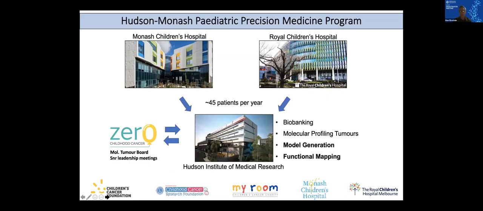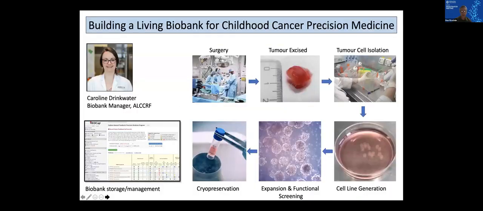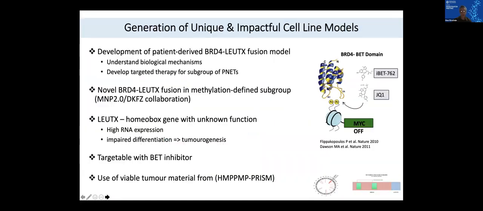What that means is generating models and working with other groups within CBTN and around the world to build a collection of models that we can then interrogate using functional approaches. At the ground level, we've established a robust pipeline for collecting and generating models across Australia, and these are then entered into our living biobank, stored and managed along with the metadata from the patient themselves. We've already had a few successes that illustrate the importance of generating these models.